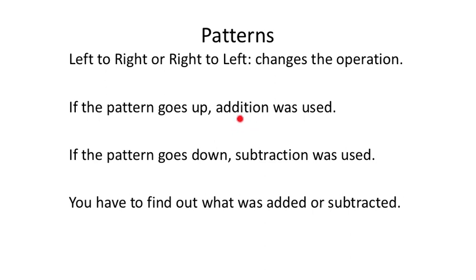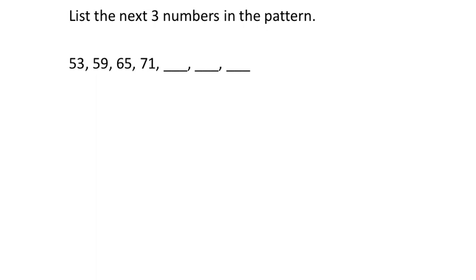So when we see addition, if they add 5 every time, then we should see they're always adding 5, or if they add 10 and so forth. Or if it's subtraction, maybe they subtract 1 every time. You have to find out what was added or subtracted. That's what we've got to figure out, and that will help us predict future values in the pattern. So we look at something like this: 53, 59, 65, 71.